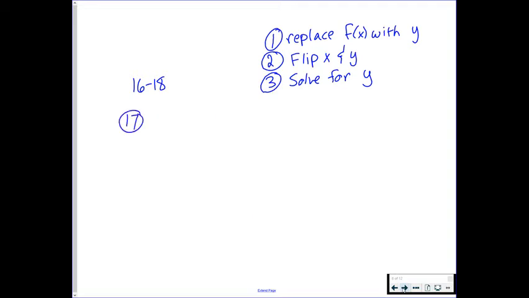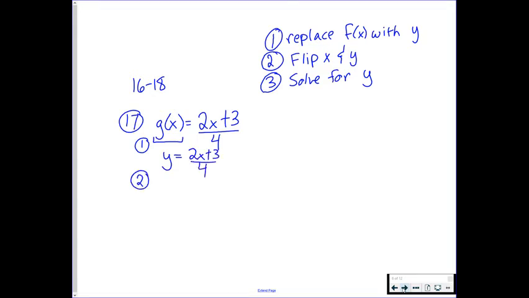On question 17, we're given the equation g of x equals (2x plus 3) divided by 4. First step is to replace the g of x or the f of x function with y. Second step is to flip x and y. So I'm just going to flip where those are in my equation. And third step is to solve for y. To solve for y, I'm going to first multiply both sides by 4 to get the 4 on the other side.